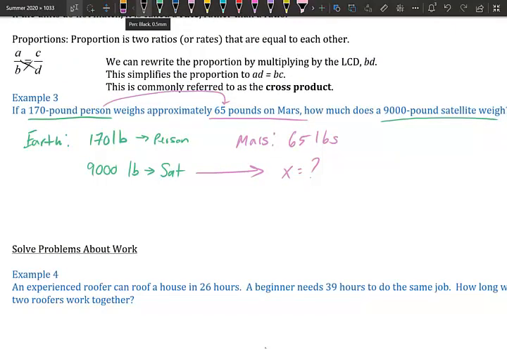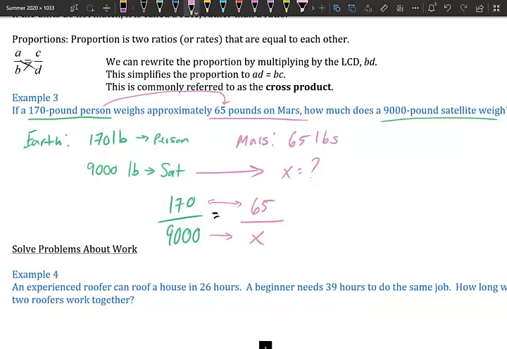All right, so as we set this up, we're going to put like terms with like terms. So Earth with Earth and Mars with Mars. So Earth, we have 170 over 9,000 equals Mars over Mars. So if I'm 170 on Earth, I'm 65 on Mars. You see how it goes on top with each other? Because they're correlated. So if they're correlated, you keep them together on the same level. And that's over x because we don't know how much the satellite weighs. So here, we can just cross multiply. It's awesome.